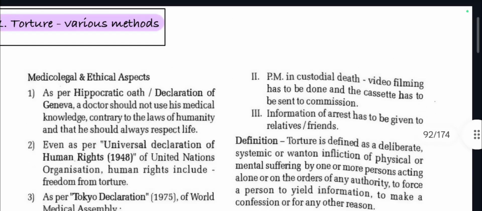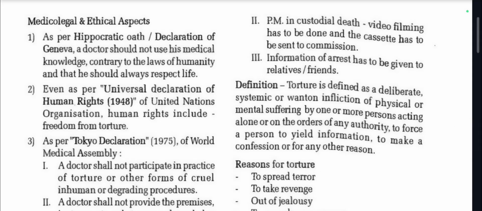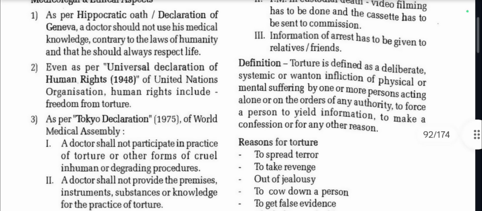Then PM in custodial death, video filming has to be done and the cassette has to be sent to the commission. Then information of arrest has to be given to the relatives and friends. So these are some ethical points regarding your torture. You can write this. Now, what is the definition of torture? This is a very important viva question.